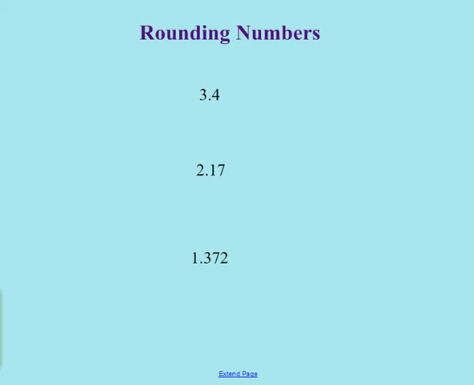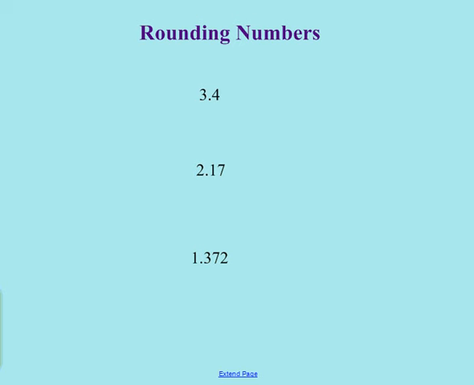Let's take a look at these numbers: 3.4, 2.17, and 1.372. Let's round each of them to the nearest tenth. Let's round each of them to the nearest whole number first. So in order to round to the whole number, we're going to look at the tenths place.